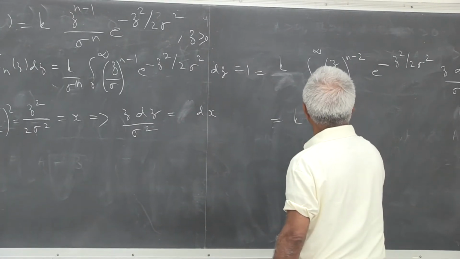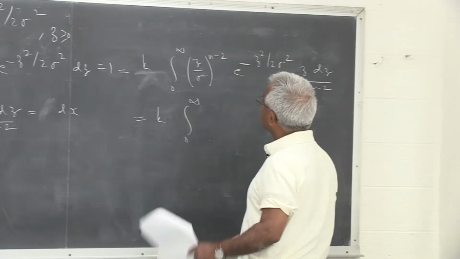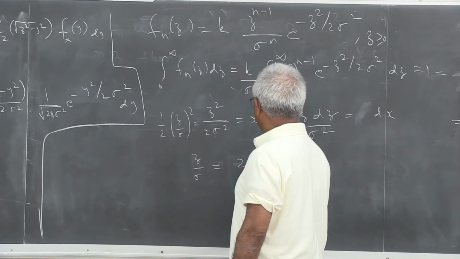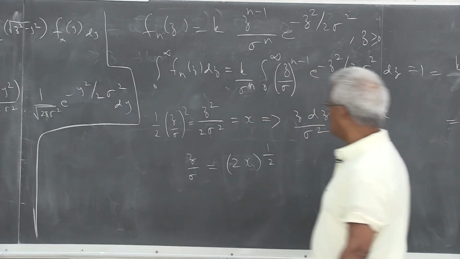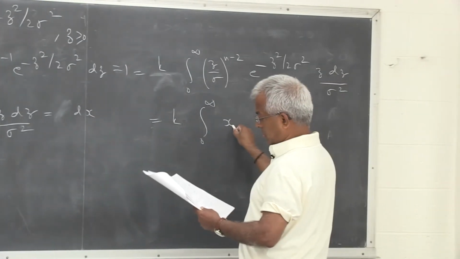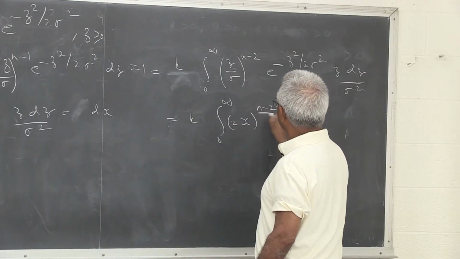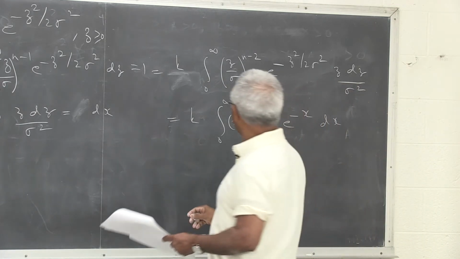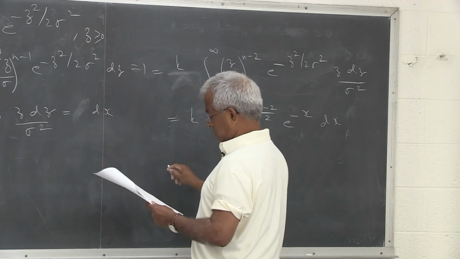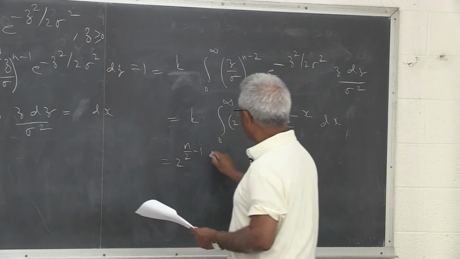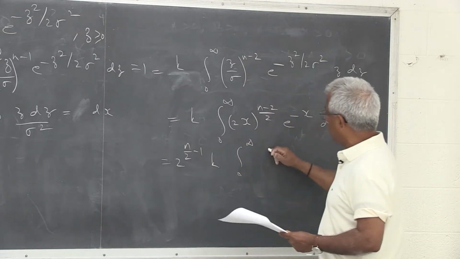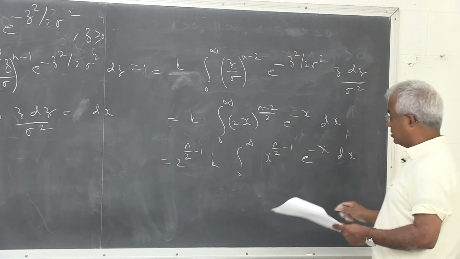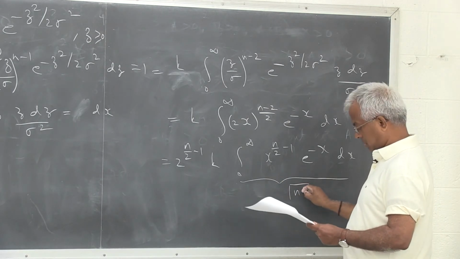So we can write this as integral 0 to infinity. From here, z over sigma is (2x) to the power half, right? So this is going to be (2x) to the power of (n minus 2) over 2, e raised to minus x dx, which is 2 to the power n by 2 minus 1 multiplied by k, integral 0 to infinity, then you have x to the power n by 2 minus 1, e raised to minus x dx. But this is the expression for gamma of n by 2.